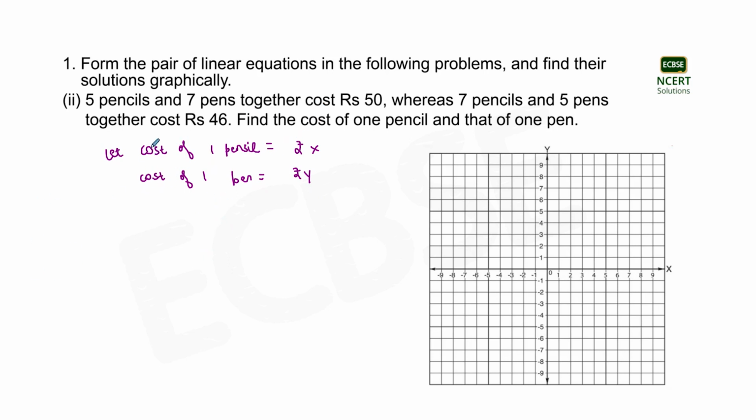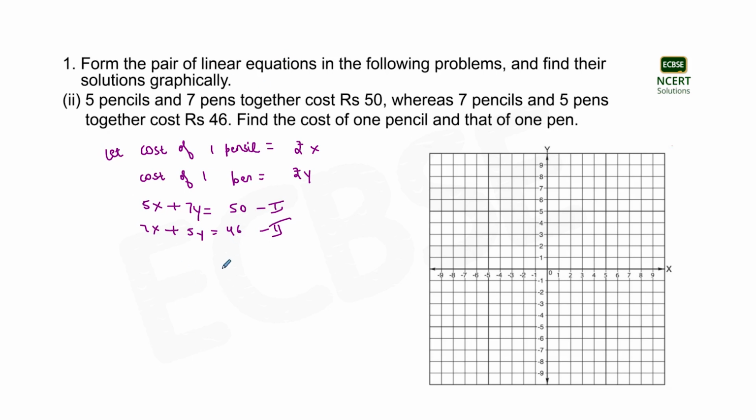So according to the data provided in the problem, 5 pencils and 7 pens together cost ₹50. Means 5x plus 7y is equal to 50. And the second condition provided is 7 pencils and 5 pens together cost ₹46. Means 7x plus 5y is equal to 46. So we have obtained 2 linear equations for this second problem as well.